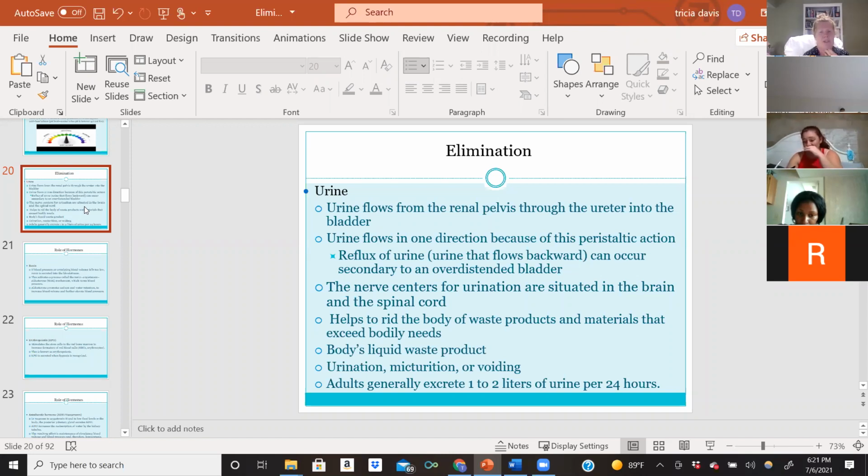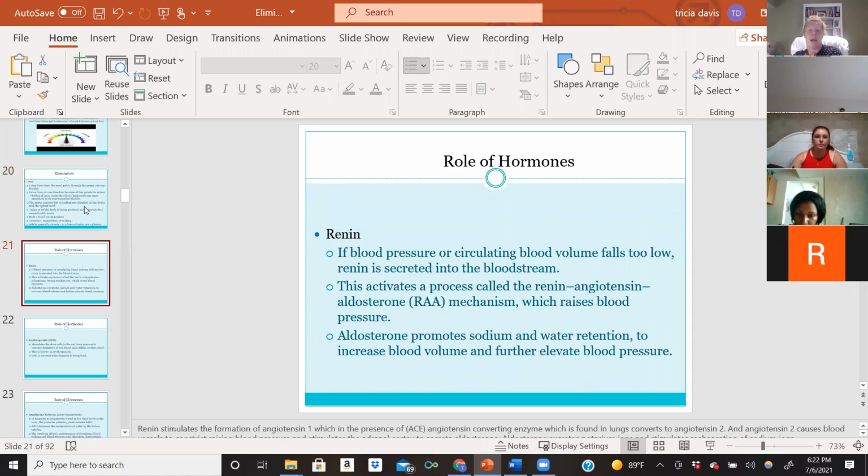So urine helps to get rid of the body's waste products and materials that exceed our bodily needs. Whatever we don't need, our body knows and wants to get rid of it. It's the body's liquid waste product. We also use the words urination, micturition, and voiding interchangeably when we talk about going to the bathroom. Usually adults can excrete 1 to 2 liters of urine in 24 hours. That's just an estimate. Not everybody puts out that much, depending on the health of their kidneys and how much fluid they take in during the day.